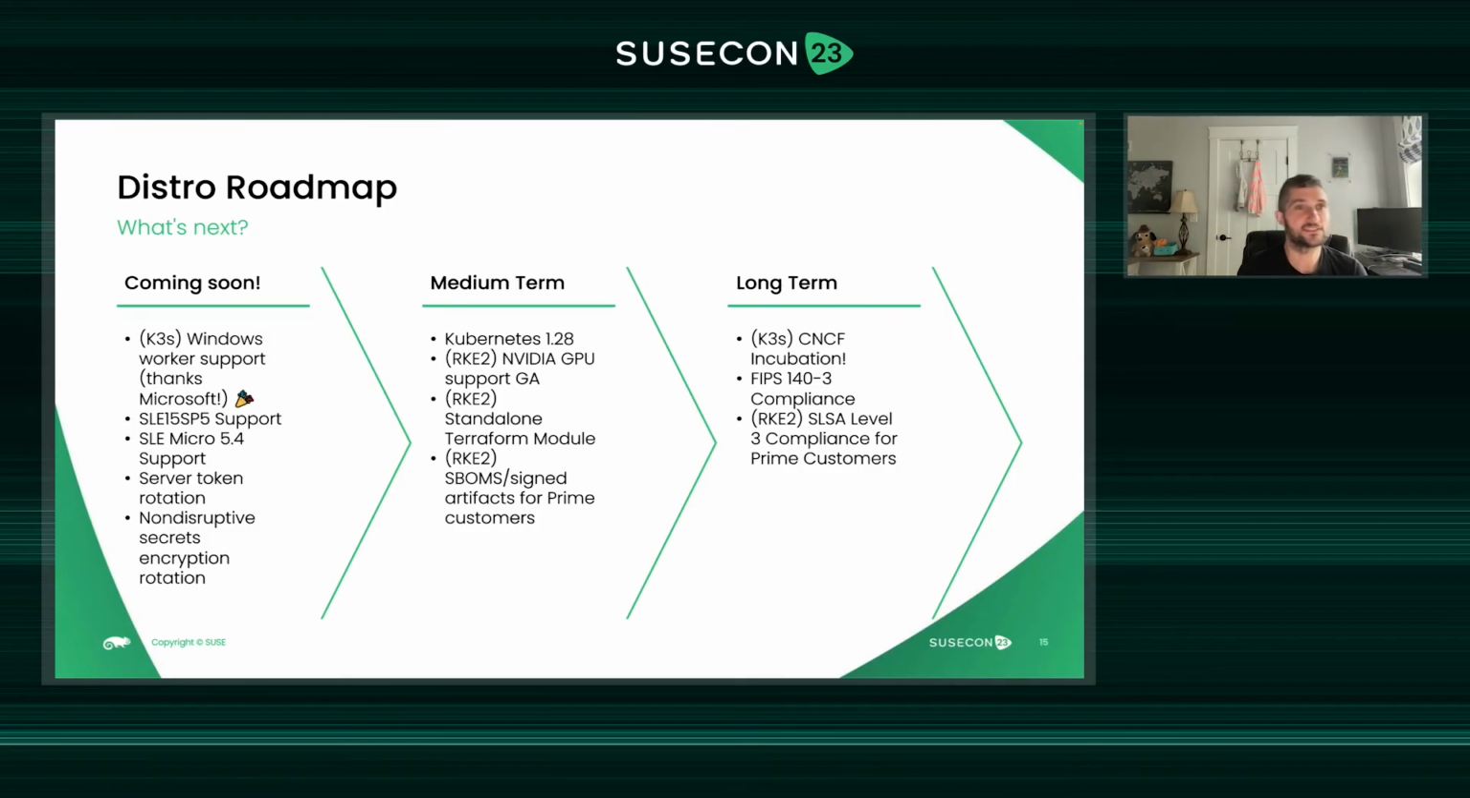Okay, so what's next? What's coming soon? Something that we're extraordinarily excited about is that we will actually have Windows Worker agent support. We are working with Microsoft on that. They are upstreaming some changes that they have made for AKS Edge Essentials and their Edge Kubernetes. We've been working very closely with them on that and making sure that we can get this into K3s and actually be able to support it down the line.